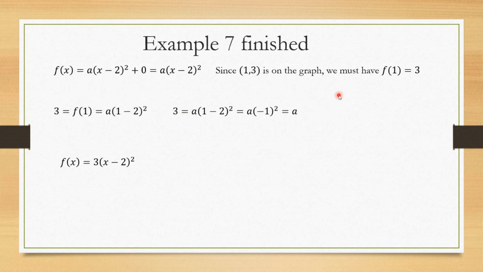So this stuff I just summarized from before up here. So this has to hold. When x is 1, we have to get 3. So we have this equality. And now we can figure out what a is. Over here you have a times (1 minus 2) squared, a times (minus 1) squared, which of course is just a. So we have 3 equal to a, and so our function is this, 3 times (x minus 2) squared. Okay, so that's what our function is. This is the quadratic function in standard form with vertex (2, 0), and it passes through the point (1, 3).